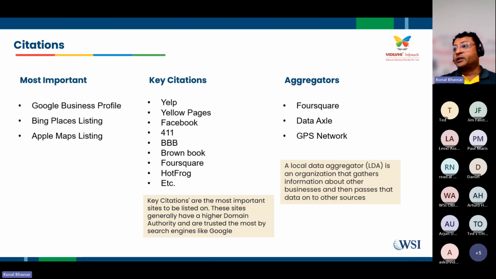since these sites generally have higher domain authority and are trusted by most search engines like Google. Again, we could add your website information on the aggregator sites. The local aggregator sites are organizations that gather information about your business and then pass that data to other sources like Google. There are three main aggregators, which are Foursquare, Data Axle, and GPS network.